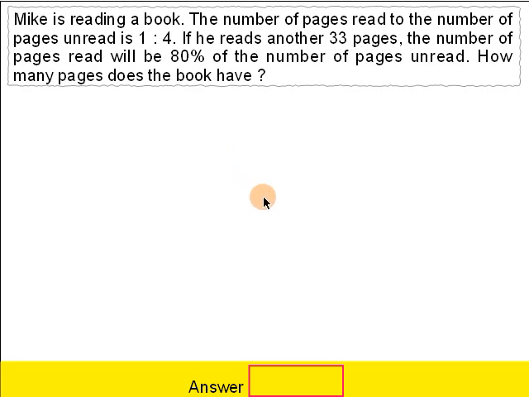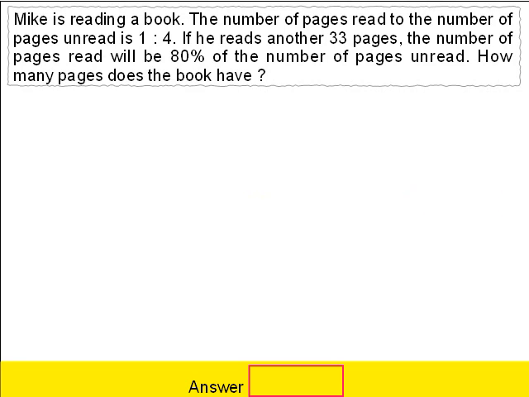Mike is reading a book, and the number of pages read to the number of pages unread is 1:4. So if he reads another 33 pages, the number of pages read will be 80% of the number of pages unread. So how many pages does the book have?